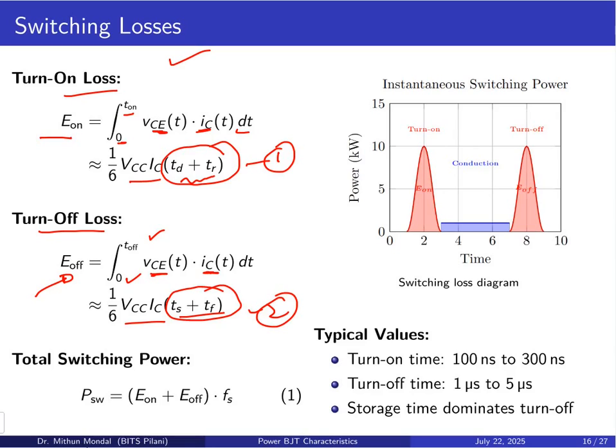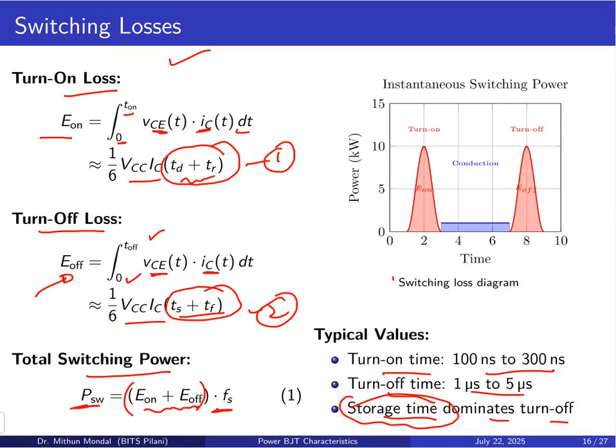Then you have the total switching power, which is the product of E on plus E off, this summation multiplied by Fs, which is the total switching frequency. So typical values: the turn on time is around 100 nanoseconds to 300 nanoseconds. The turn off time is 1 microsecond to 5 microseconds, and the storage time will be dominating the turn off. So how much storage is there in the device will dominate what the turn off time will be.